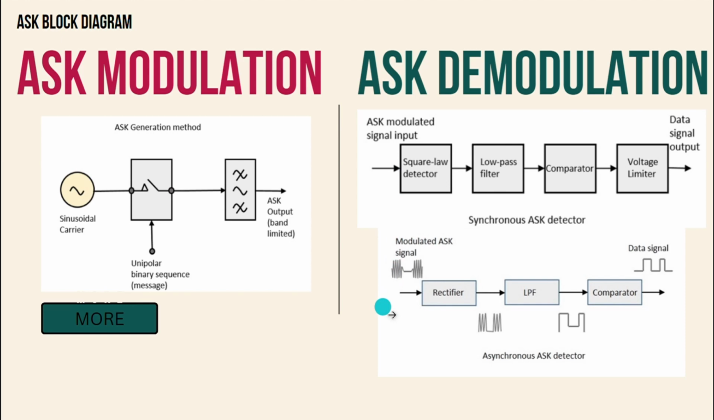The asynchronous ASK detector consists of a half-wave rectifier, low-pass filter, and comparator. The modulated ASK signal is given to the half-wave rectifier, which delivers a positive half output. The low-pass filter suppresses the higher frequency and gives an envelope detected output from which the comparator delivers a digital output.